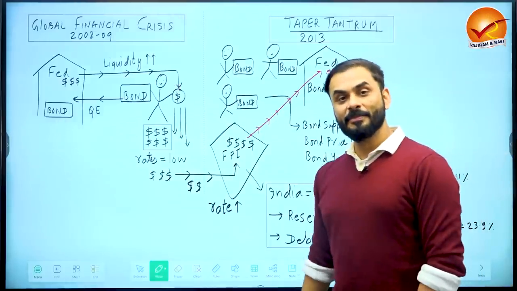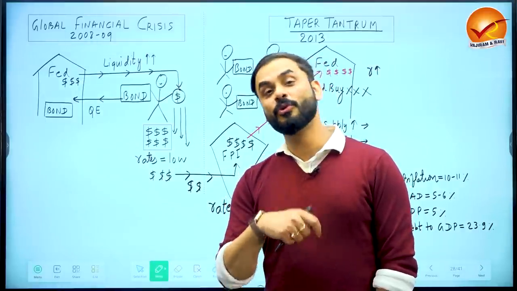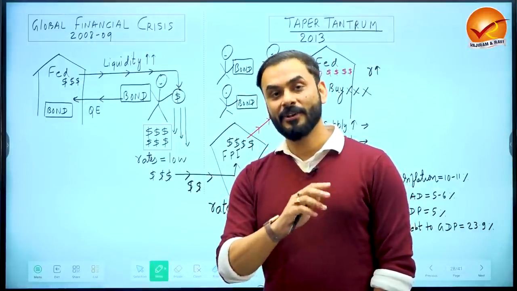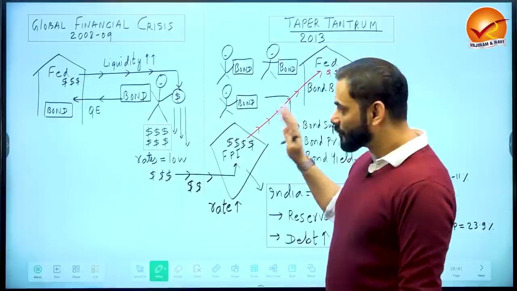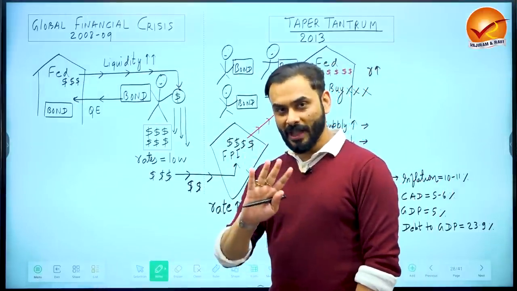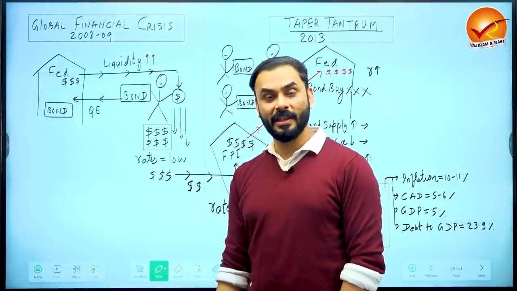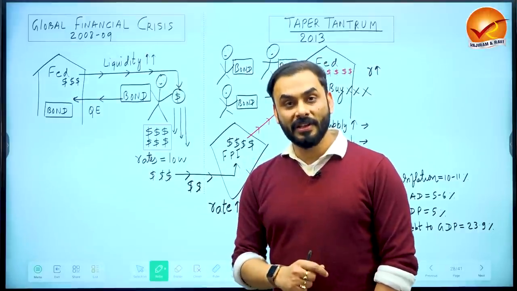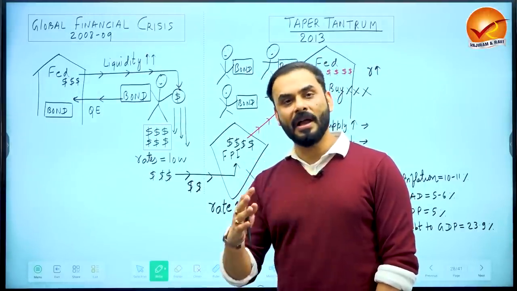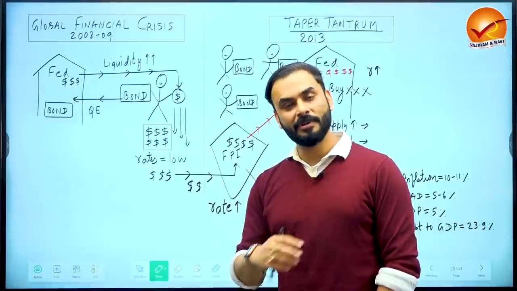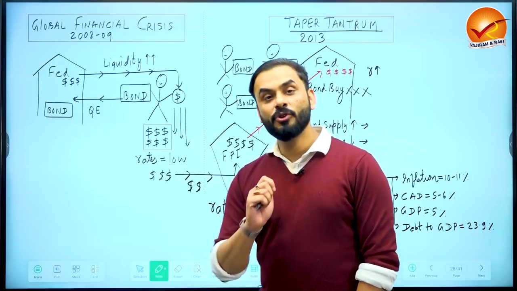So guys, in my previous video, I have already taught you what is taper tantrum. Let me help you to revise it so that we can quickly use the taper tantrum phenomenon to answer this question, right? So let me briefly tell you what happened in taper tantrum. There was this global financial crisis which happened in the year 2008 and 2009. When global financial crisis happened, many banks of the world, many companies became bankrupt, they were shut down, people lost jobs, etc., right? These things happened. Now, how did US react to it?